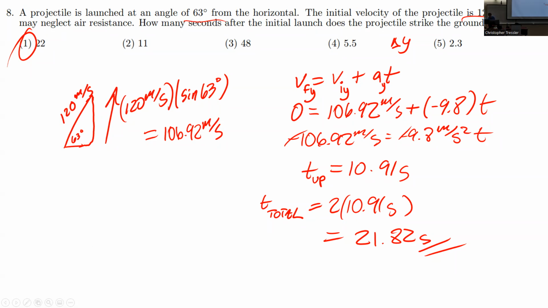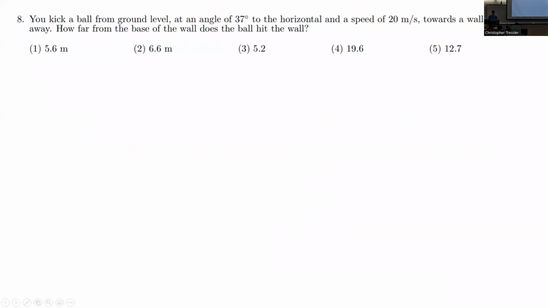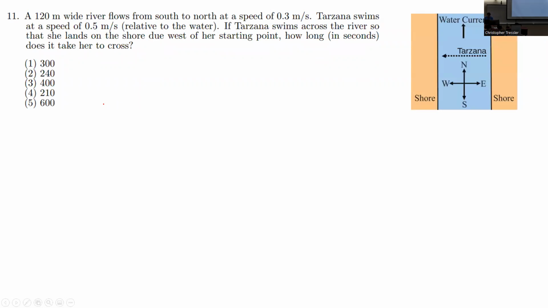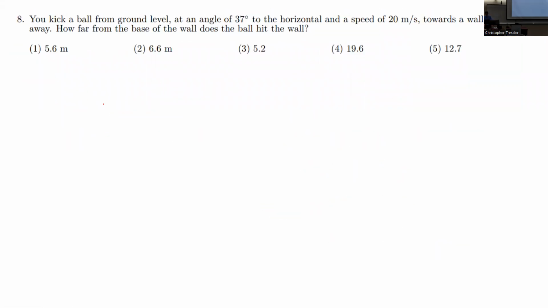All right, let's go to the next slide. Okay, you kick a ball from ground level at an angle of 37 degrees to the horizontal and a speed of 20 meters per second towards a wall 10 meters away. How far from the base of the wall does the ball hit the wall? So what this is really saying is, we kick this ball, and we're kicking it at 20 meters per second.